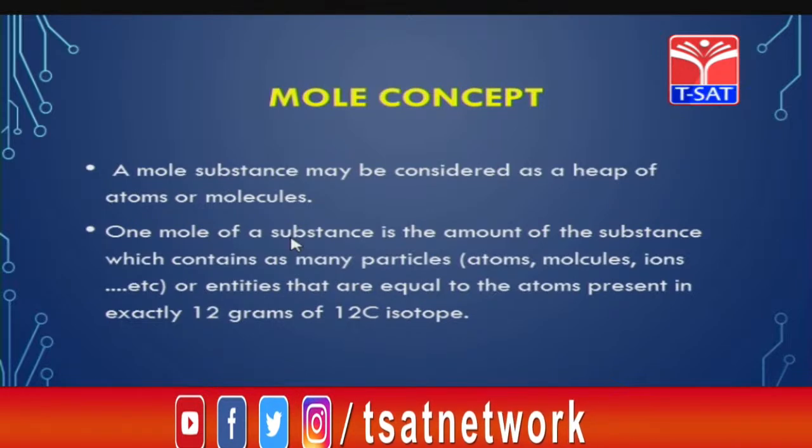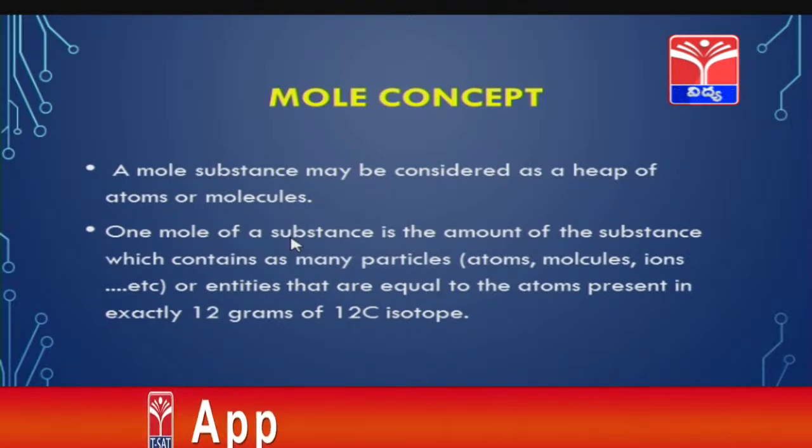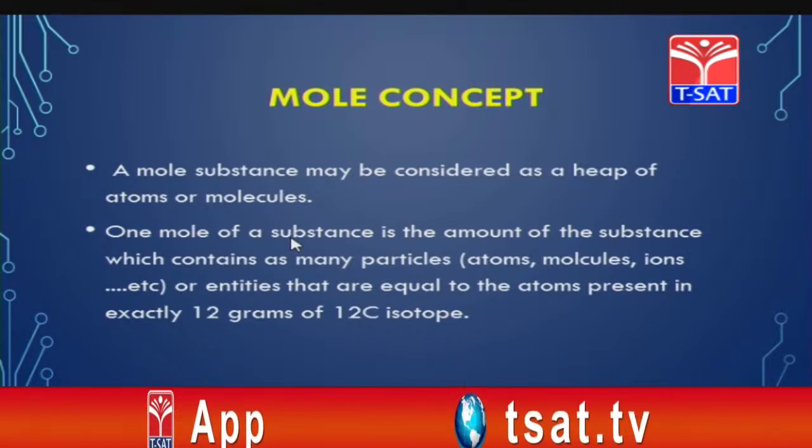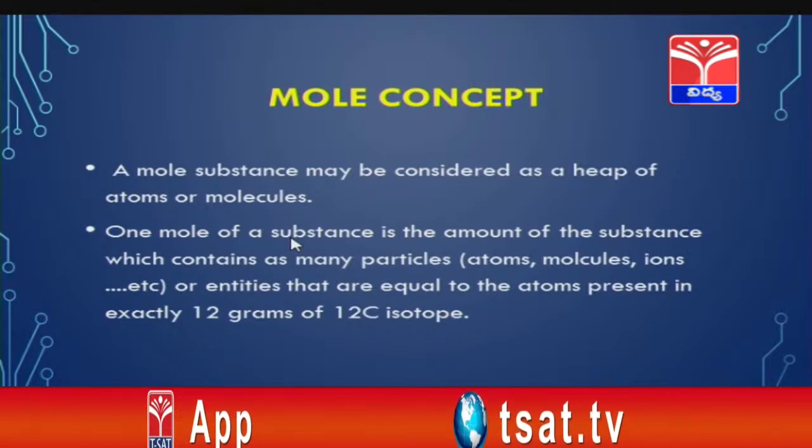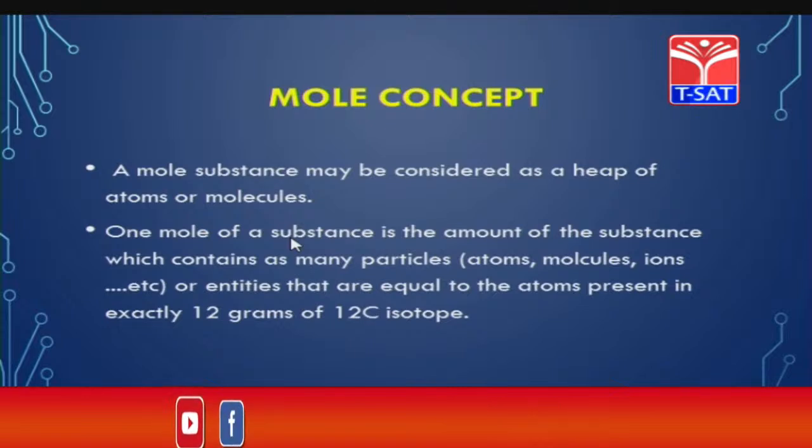1 mole of substance is the amount of substance which contains as many particles, it can be atoms, molecules, ions, etc., as are equal to the atoms present in exactly 12 grams of carbon 12 isotope. Now, why only 12 grams, children? Because it is the atomic mass of carbon atom.